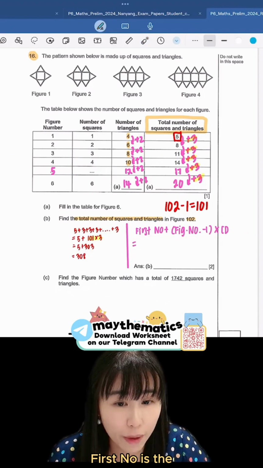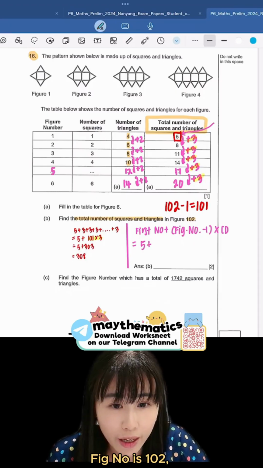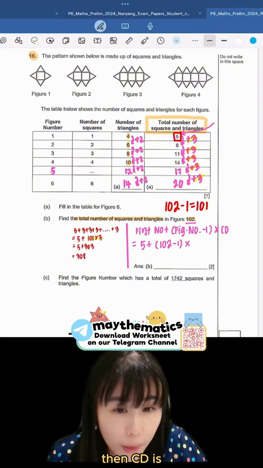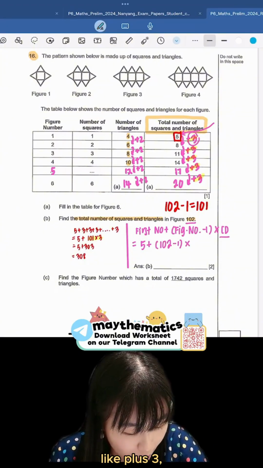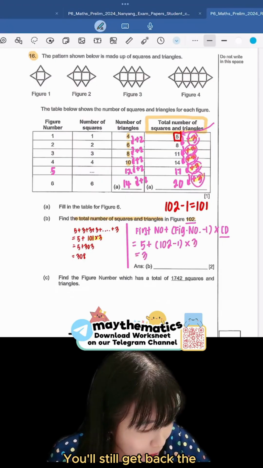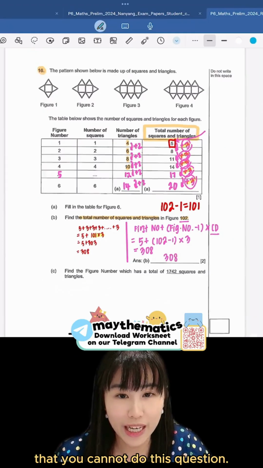So what is first number? First number is the first number you start with, which is a 5. Figure number is 102, so 102 you minus 1, then common difference is the difference that you keep getting here, like plus 3 plus 3 plus 3 plus 3 plus 3, right? Then you times 3. You'll still get back the same answer, 308. Okay, so no excuses that you cannot do this question.